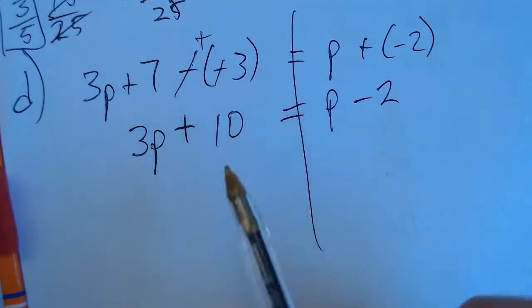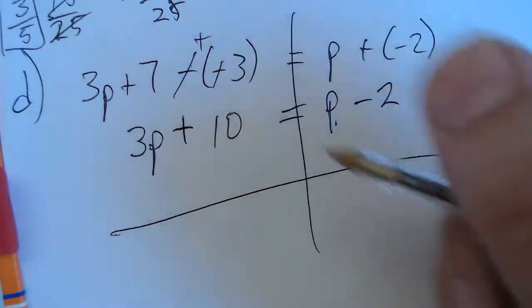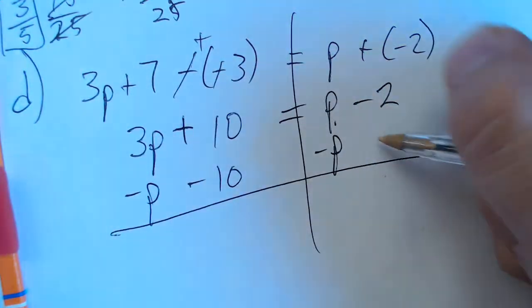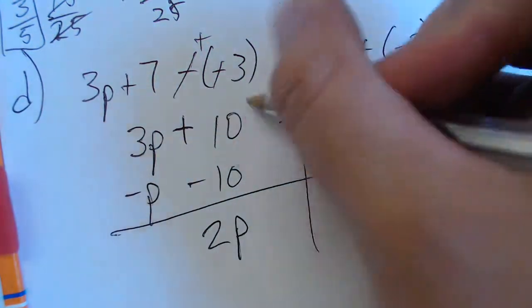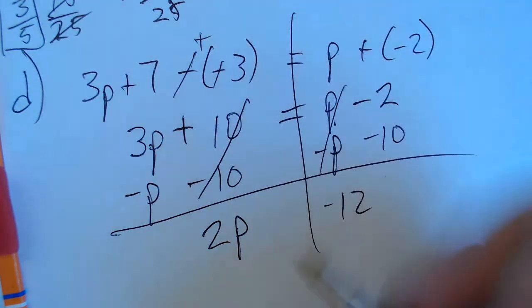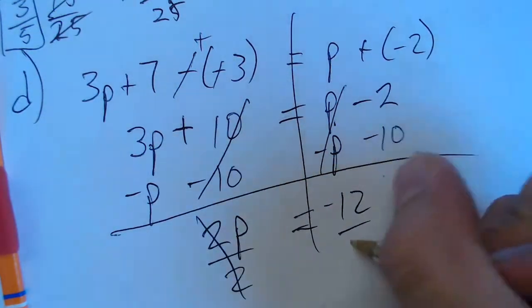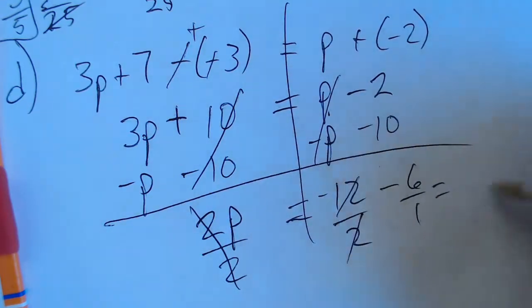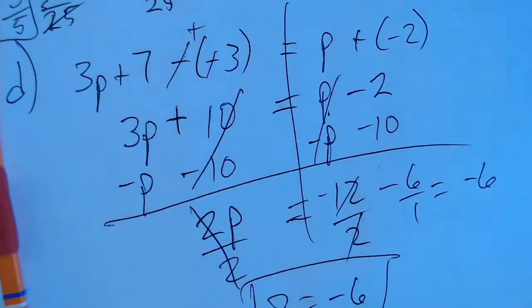From here I'm going to move this p and then I'll move this 10. So I'll draw my line. I want to move the p, so I'll put minus p on each side. And then I want to move the 10, so I put minus 10 on each side. From here, 3p minus 1p gives me 2p. The 10s cancel, p minus p cancels, and then negative 2 plus negative 10 gives me negative 12. Now I just divide each side by 2, and then this will reduce to negative 6 over 1, or just negative 6. So p equals negative 6. And we're done.